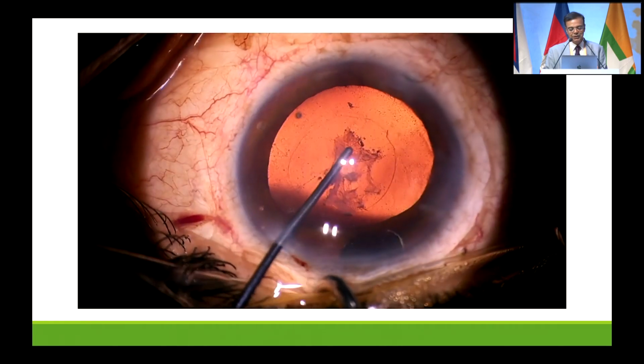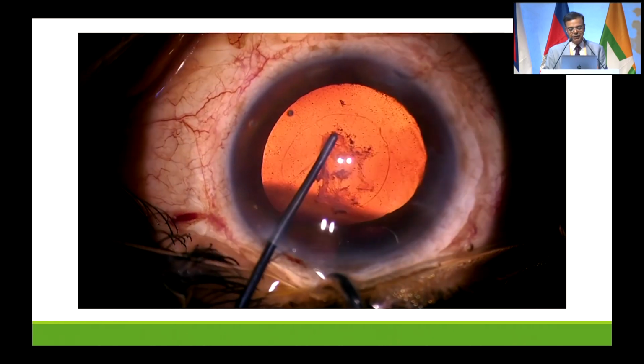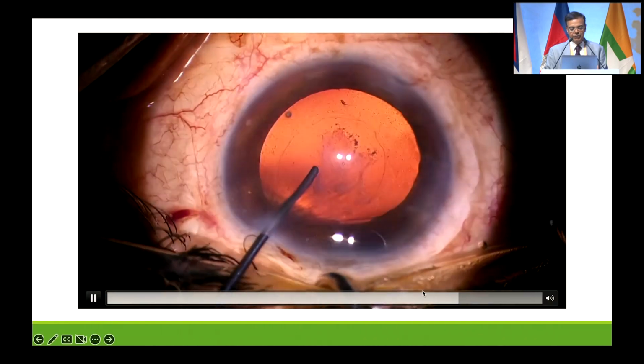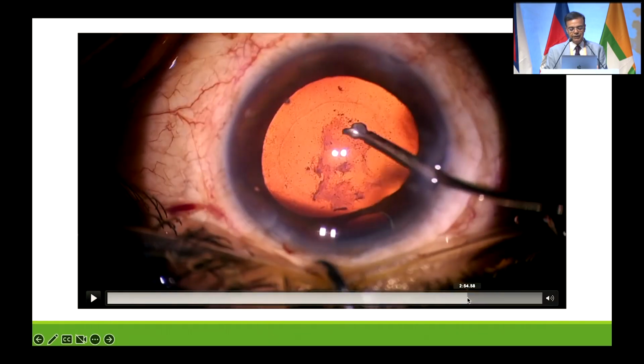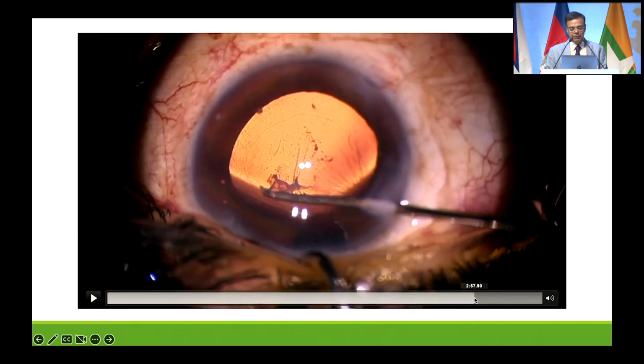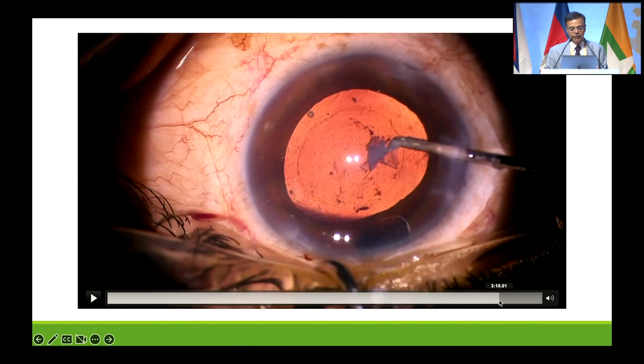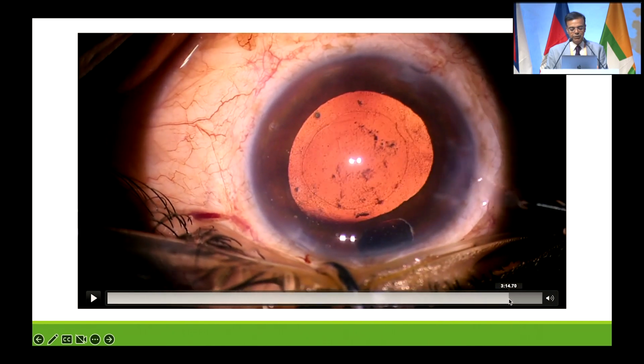So I've created a smile-like dissection plane. And then I just remove it with a forceps, I think. So once I've done that, I'll just hold this. Then I keep peeling from one side, then from the other side. And eventually, without having a break in the posterior capsule, I'm able to get that plaque out.